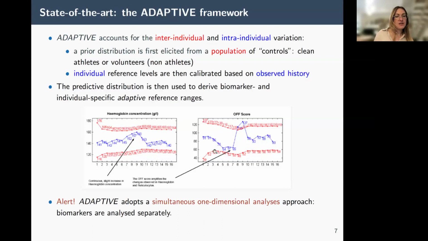Now, what is the issue with this framework? Well, the issue is that it looks at each individual trajectory of the athlete biological passport, at each individual biomarker univariately. So it doesn't account for the interrelation between different biomarkers, and it builds reference ranges simultaneously. So this may cause several issues and also reflects an underlying reality which is not the one that is seen in this biomarker.